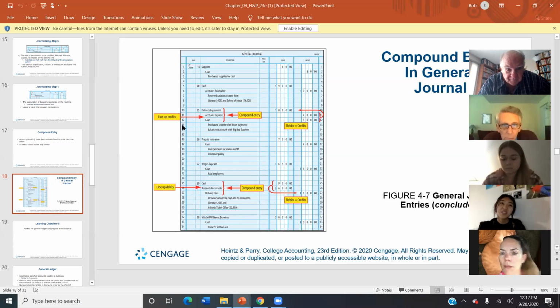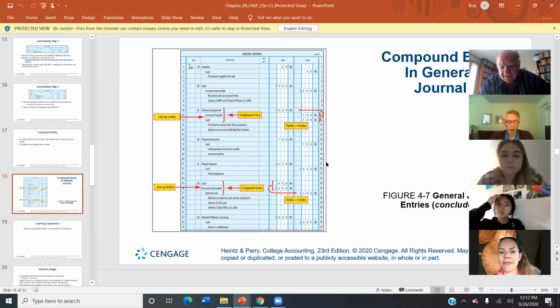So they're telling you to line up the credits by indenting. Debits must equal credits. My goodness, I didn't tell us that yet today, huh? Debits equal credits in a journal entry. And here they're saying line up the debits, then line up the credits. That's fine if you can do it.